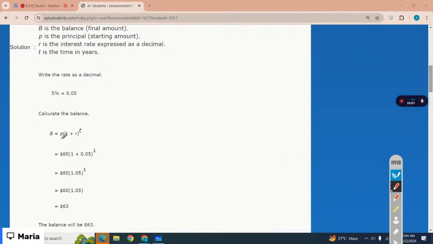So just put in the values. P is $60, here you have 1 plus R, which is 0.05, and the exponent is 1. Just solve: 1.05 exponent 1 is 1.05, and 1.05 times $60 is $63. That means after 1 year, he has $63 in his bank account. He started with $60 and after 1 year, at 5% interest, he has $63 in his account. $3 is the interest after 1 year. Got it?